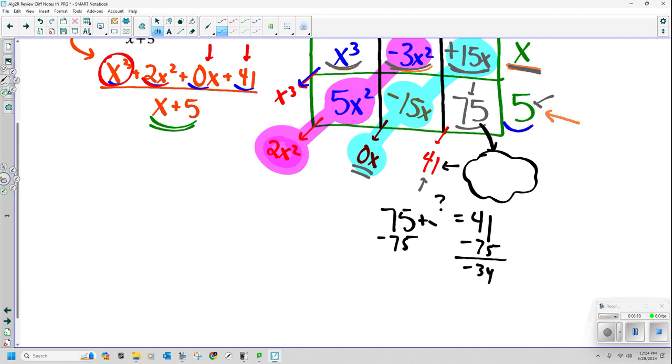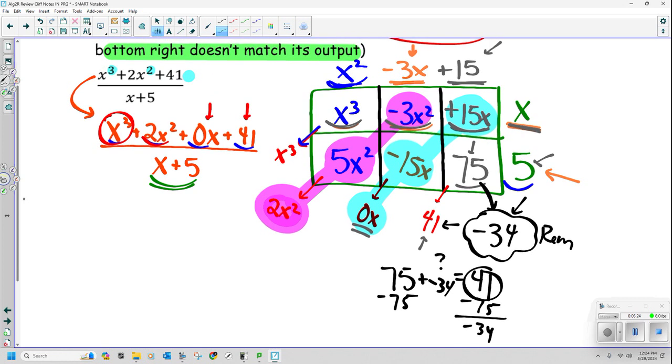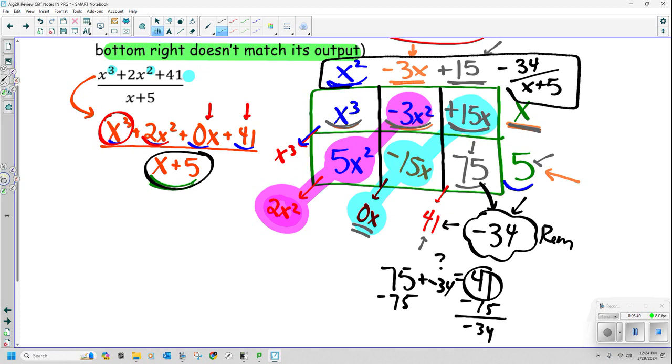So I would have to combine a negative 34 to 75 to get back. So I would have to subtract 34 from my 75 to get the 41. This adjustment, that's my remainder. Okay? And how do we write remainders? We always write remainders, okay, we have a negative 34. We always put them over what we divided in, or the denominator, x plus 5. This is the answer right here: x squared minus 3x plus 15 minus 34 over x plus 5.